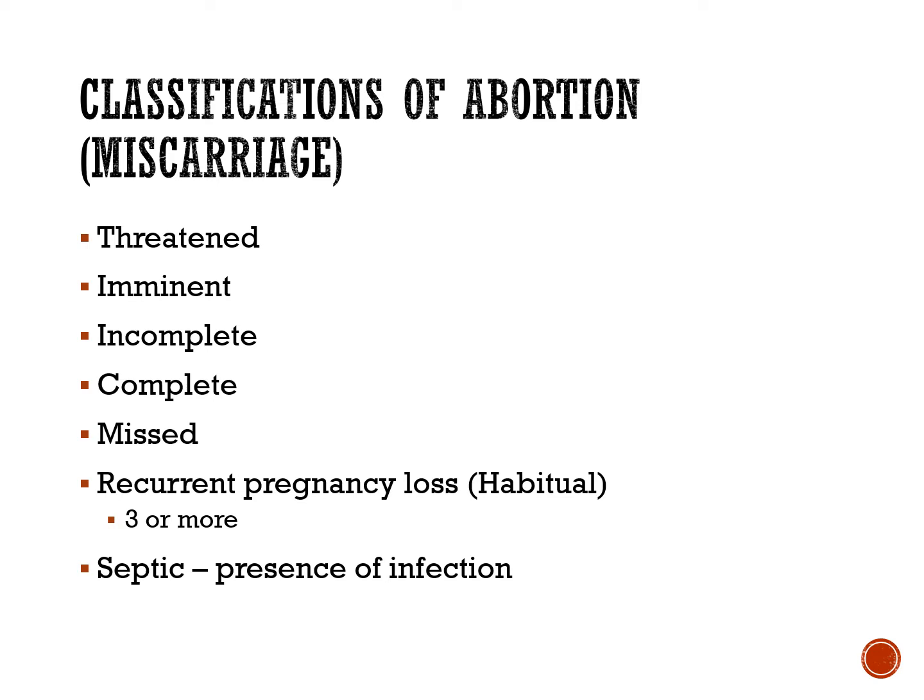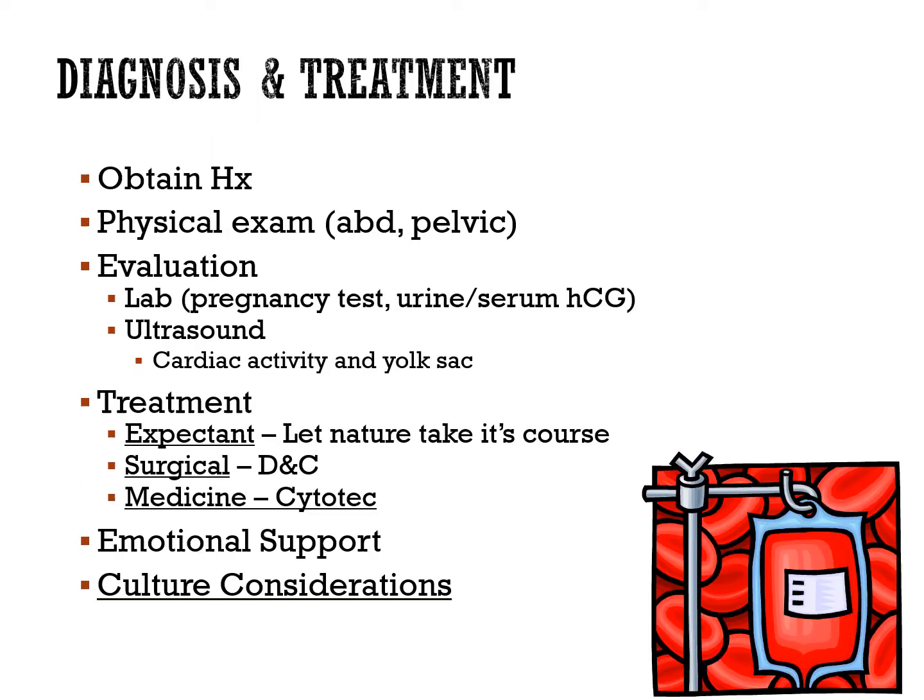It's usually related to something, could be even related to an STI. Diagnosis and treatment, you're going to obtain the history and physical of the patient. You're going to do a physical exam to determine where the bleeding is coming from, because it could also be just related to maybe they have a cervical polyp and that can bleed, or if they have that history of a biopsy that's recent, that's opening up.